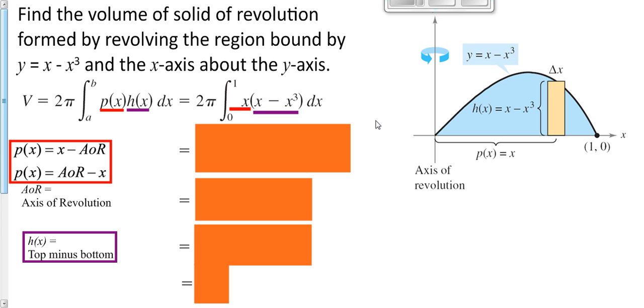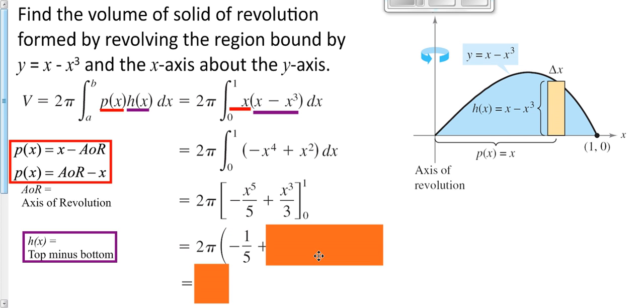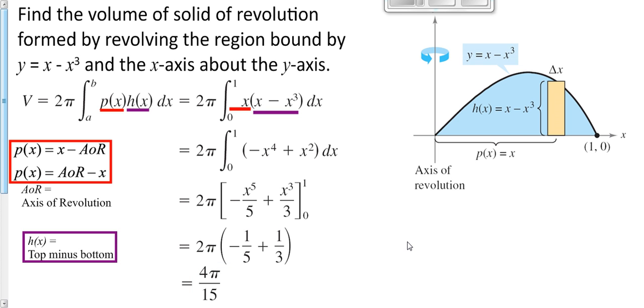Then we need to go ahead and integrate this. The easiest way to do that would be to distribute through your x. Then we can increase our exponents by 1 to do the integration. Then plug in 1 minus what we get when we plug in 0. Plugging in 0 doesn't do anything, and we end up with 4 pi over 15.